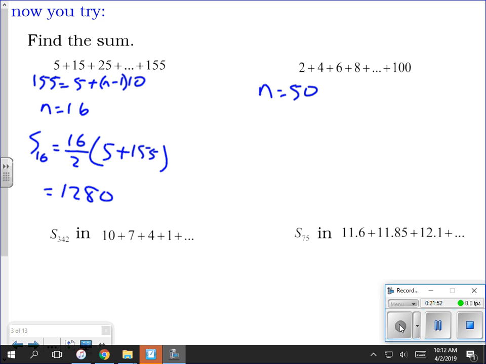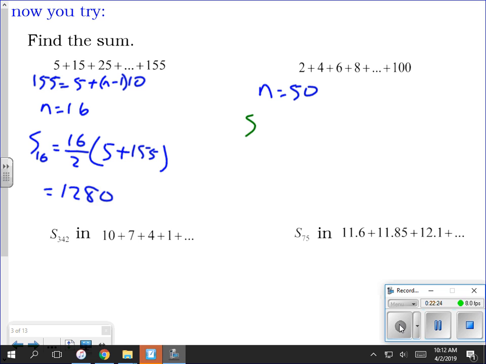Okay. The next one, I did not use the formula to find n. I reasoned it out. I'm going 2, 4, 6, 8, 10, 12. Every other number up to 100, doing the even ones. How many even numbers are in the first 100? There are 50 of them, because if there's 100 numbers in there, half of those would be 50. So n is 50. If you did set up the formula to solve for n, you should also get 50 either way.